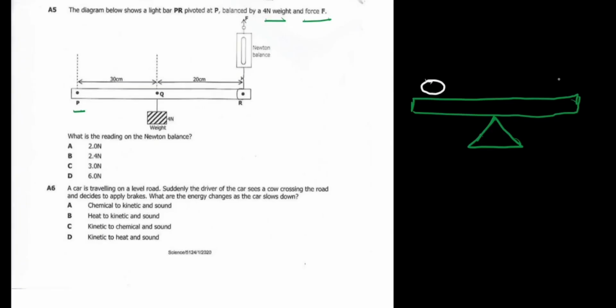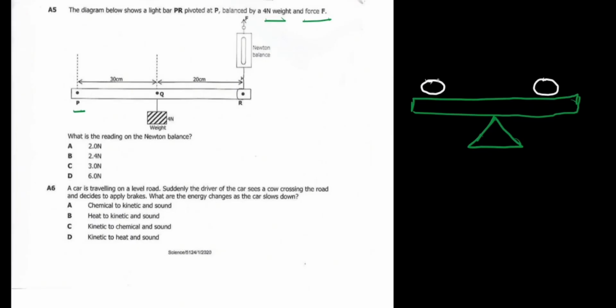When you're talking about the moment of force, you're talking about the turning effect of force around a pivot when that force is applied on an object which is at a perpendicular distance from the pivot itself. So let's say you have this particular wood. This is the wooden block, and let's say this is a pivot. So let's say we put an object here and we'll put another object here.